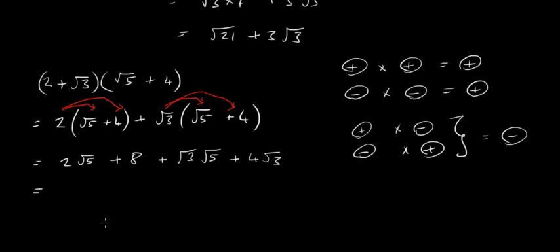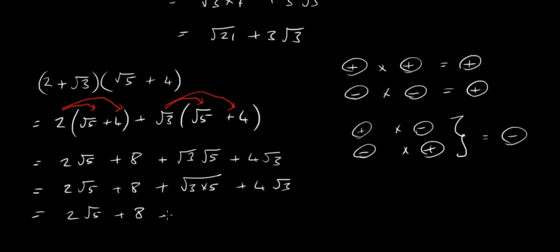So okay, what have we got here? We've got 2 root 5 plus 8 plus, now here this is just 3 times 5, and this is 4 root 3. So just to finish it off, we've got 2 root 5 plus 8 plus the square root of 3 times 5, which is root 15, plus 4 root 3.